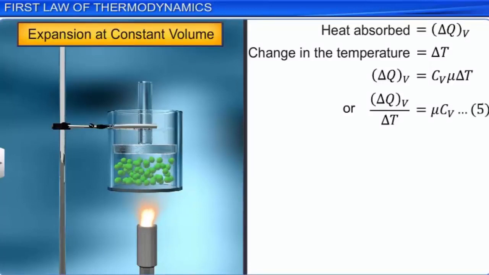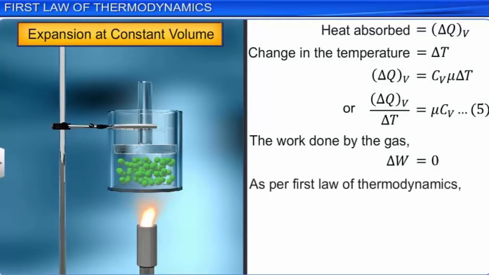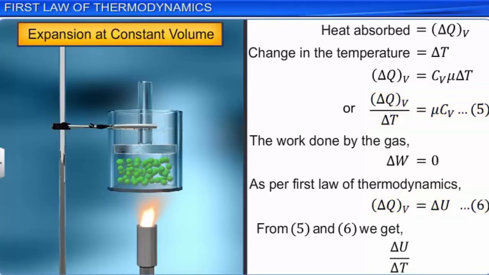But at constant volume, the work done by the gas delta W is equal to 0. According to the first law of thermodynamics, delta Q is equal to delta U plus delta W. As delta W is 0, we have delta QV is equal to delta U. Let this be equation 6. From equations 5 and 6, we get delta U by delta T is equal to mu into Cv. Let this be equation 7.